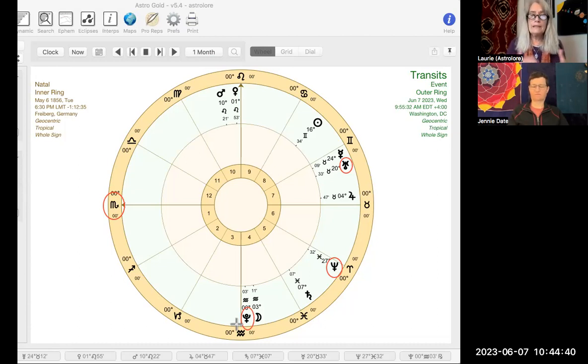And again, this is one of the outer planets. If it's not directly impacting a personal planet of yours, you will feel it as it comes into a sign. You'll feel it in that area. But until it is really interacting with your personal planets, it's not as dramatic. Yeah, it's interesting.